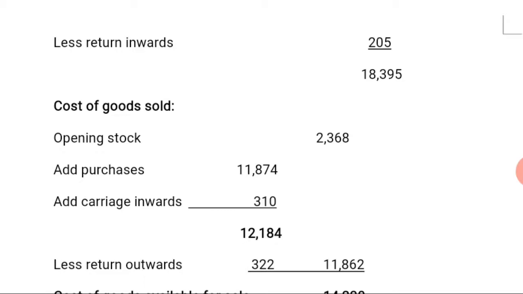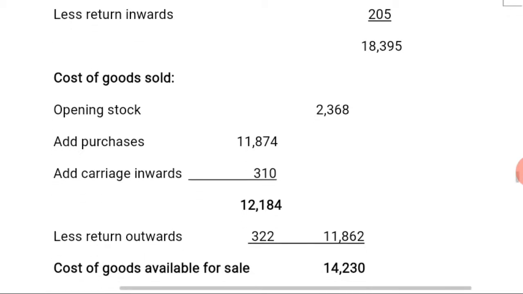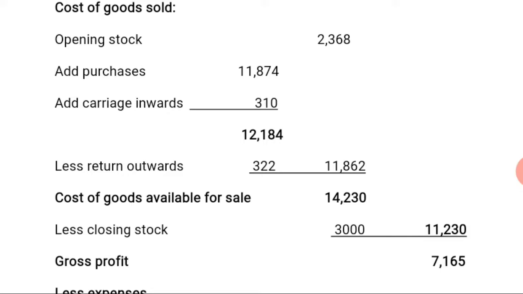We have purchases of 11,874 naira. This purchase of 11,874 naira had carriage inward to it of 310 naira. To 11,874 naira, you arrive at 12,184 naira. Then you less return outward of 322 naira from 12,184 naira. You arrive at 11,862 naira.